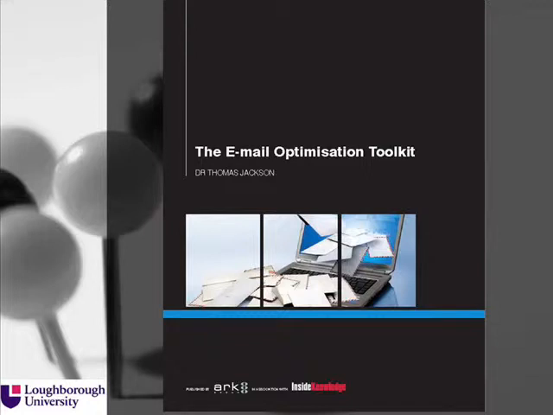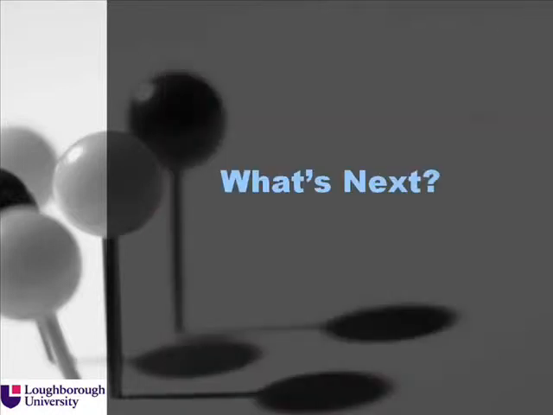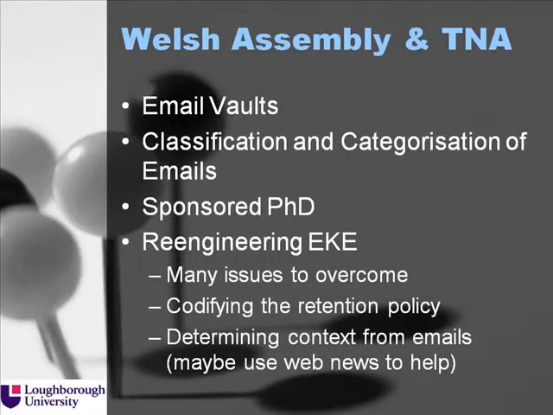So moving on, what's next? We have a really exciting challenge. What we're going to do is something with the Welsh Assembly, set up by the National Archives, and they want to be able to classify their emails. The Welsh Assembly have lots of emails, and we're going to take the EEC engine, which we talked about earlier, extracting knowledge from email, and re-engineer it and try to classify and categorize each email within the email vault at the Welsh Assembly.